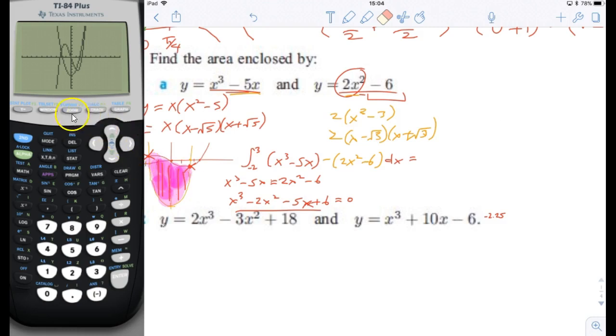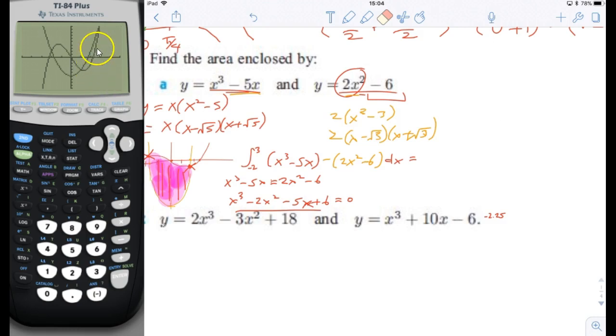So let me zoom in a little bit by changing the window size. I'm going to change the window size to -5 and 5 instead of -10 and 10. I'm going to do -5 and 5. And when I do that, we'll probably be able to see the intersections a little bit better.